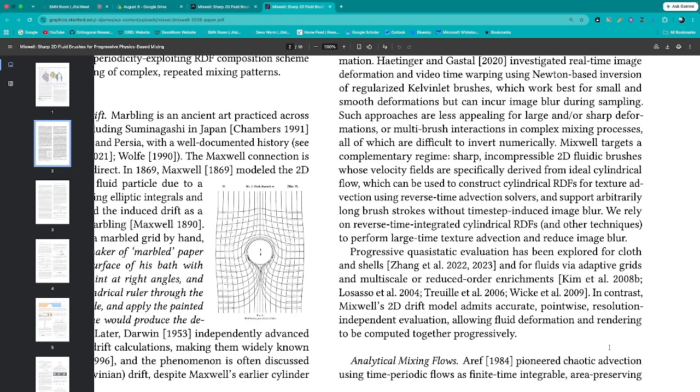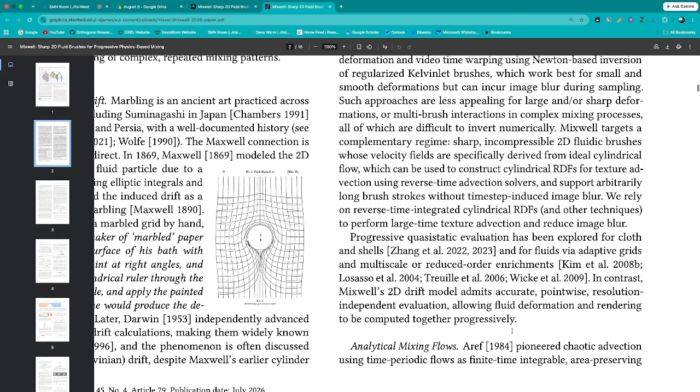Progressive quasi-static evaluation has been explored for cloth and shells, and for fluids via adaptive grids and multi-scalar reduced order enrichments. In contrast, Mixwell's 2D drift model admits accurate point-wise, resolution-independent evaluation, allowing fluid deformation and rendering to be computed together progressively.